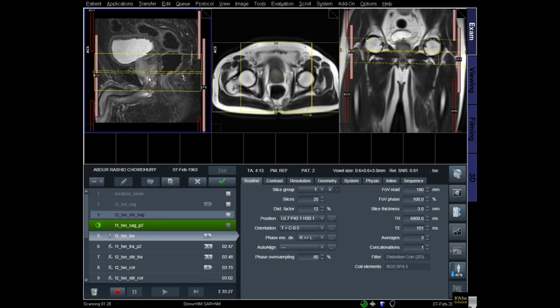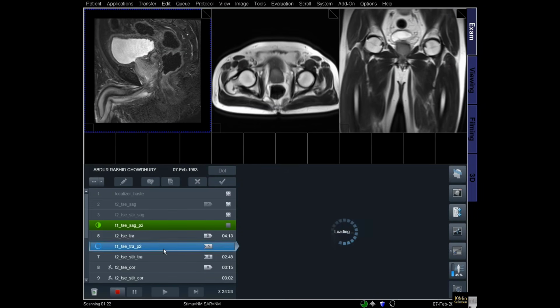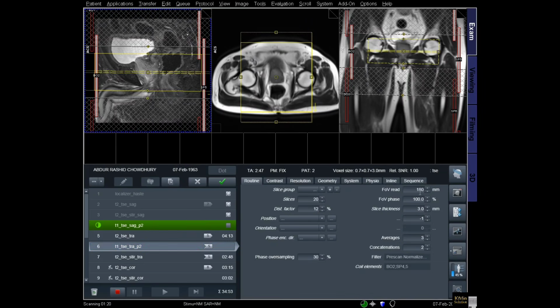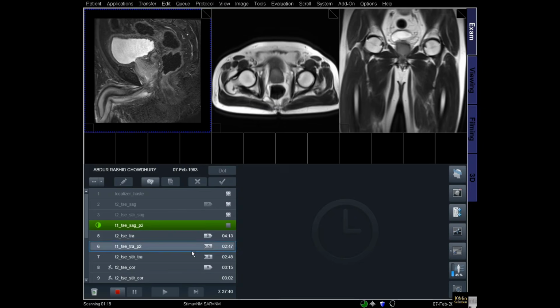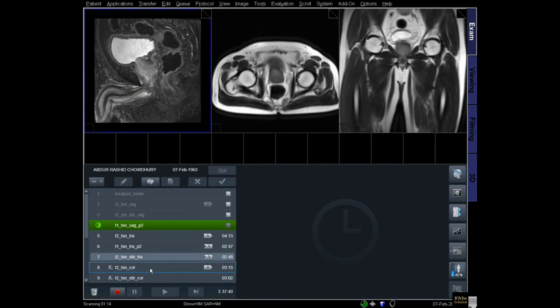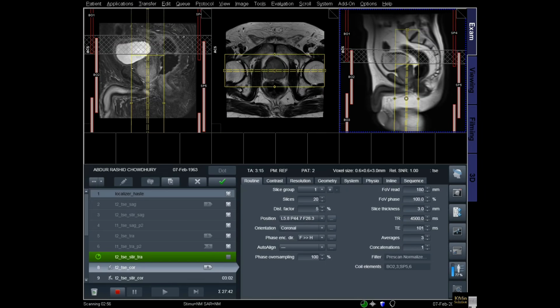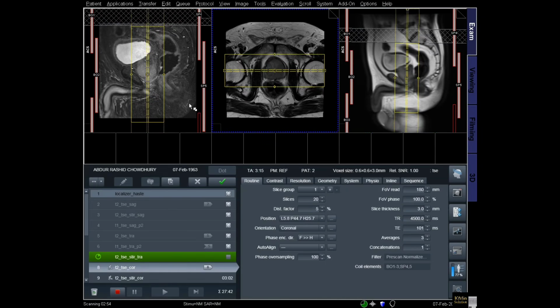Sagittal planning. The sagittal T2 weighted sequence is usually planned first. The sagittal plane allows visualization of the entire prostate gland from anterior to posterior. It helps assess prostate size, relationship with the bladder base, seminal vesicles, rectal wall. Sagittal images are also used as reference for planning axial and coronal sequences.